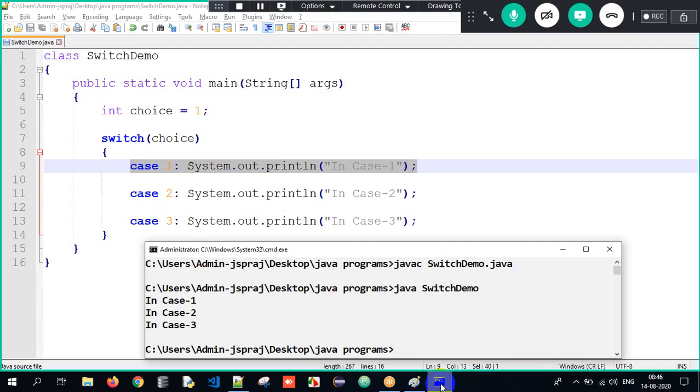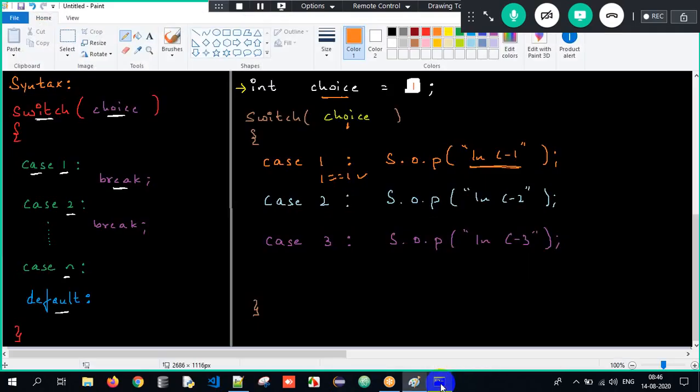The reason behind it, I will go back to my sheet where I was explaining. As soon as I give the input as 1, the choice is 1. So 1 equal to 1, case 1 will get executed and simultaneously the below cases also will get executed. If I give it as 2, the choice is 2. Is 1 equal to 2? No. Is 2 equal to 2? Yes. Case 2 will get executed and the remaining cases also will get executed automatically. So there is some small problem.